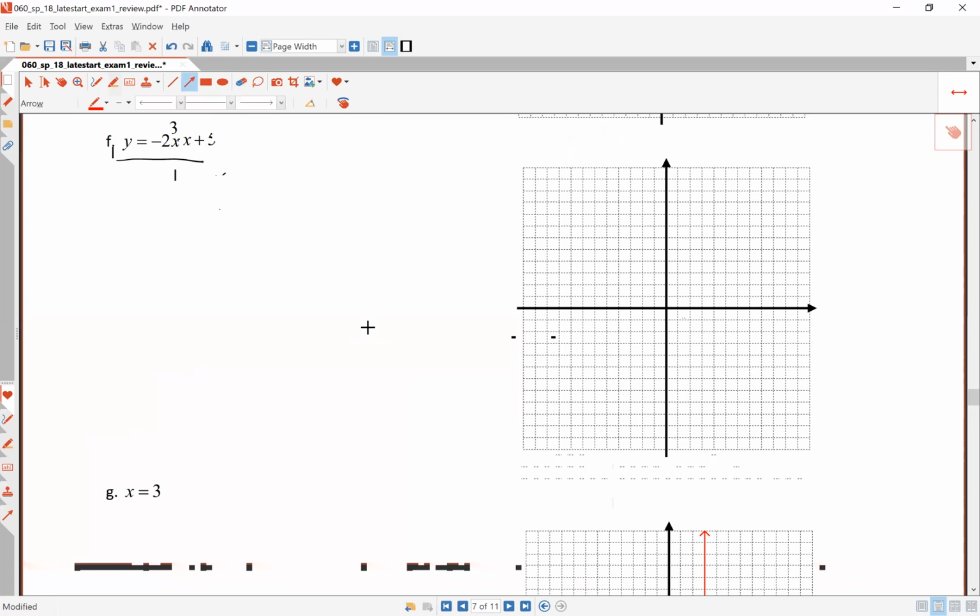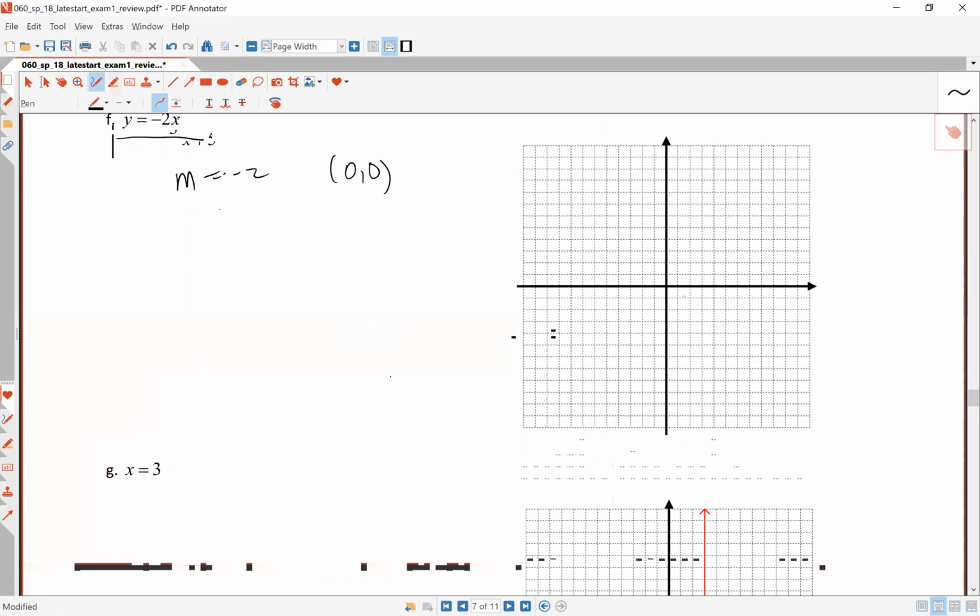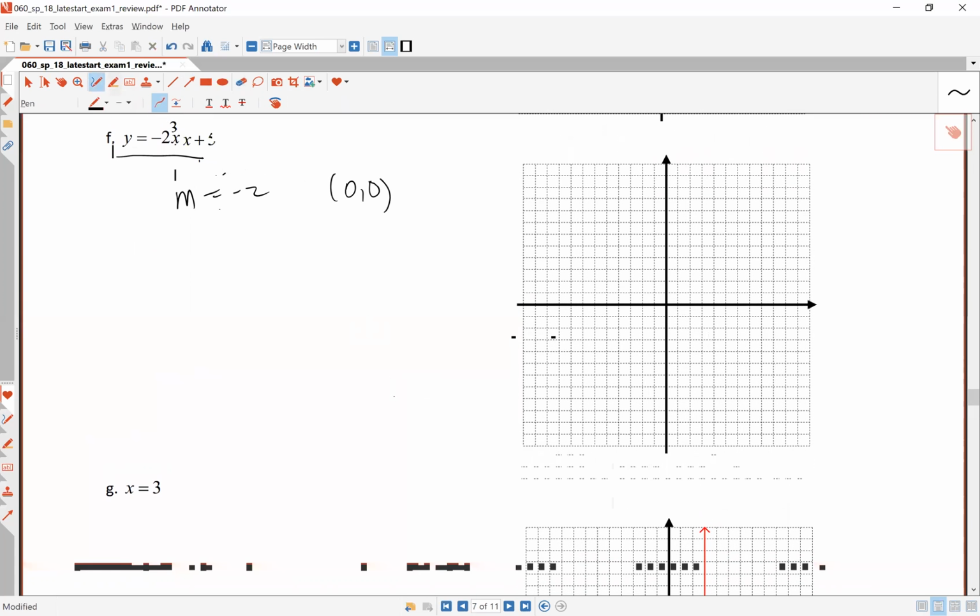If it's y equals negative 2x, this time the slope is negative 2 and the y-intercept is (0, 0). So start at (0, 0), and the slope is negative 2 over 1. So I rise negative 2 and I run 1. Rise negative 2 and I run 1, and I keep doing that.